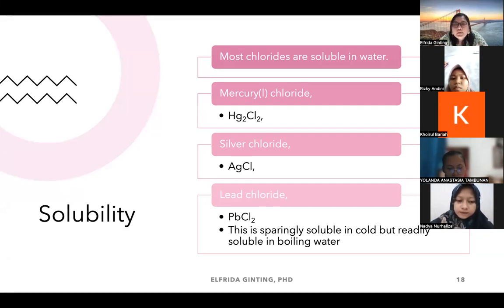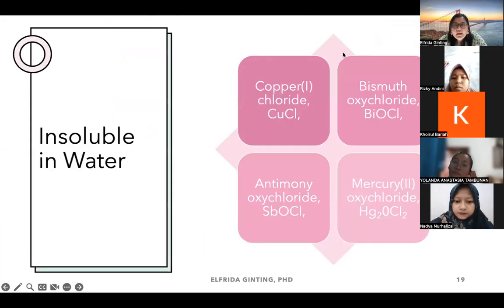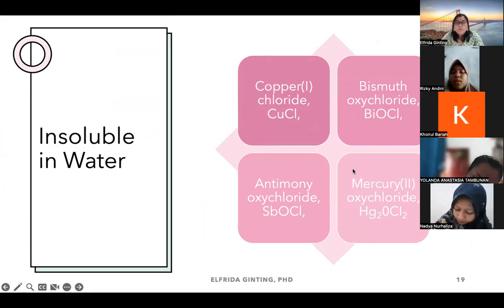Okay. Now these are the chlorides that are soluble in water, but these four are insoluble in water. That is copper chloride, bismuth oxychloride, antimony oxychloride, and mercury oxychloride. So these four are insoluble in water.